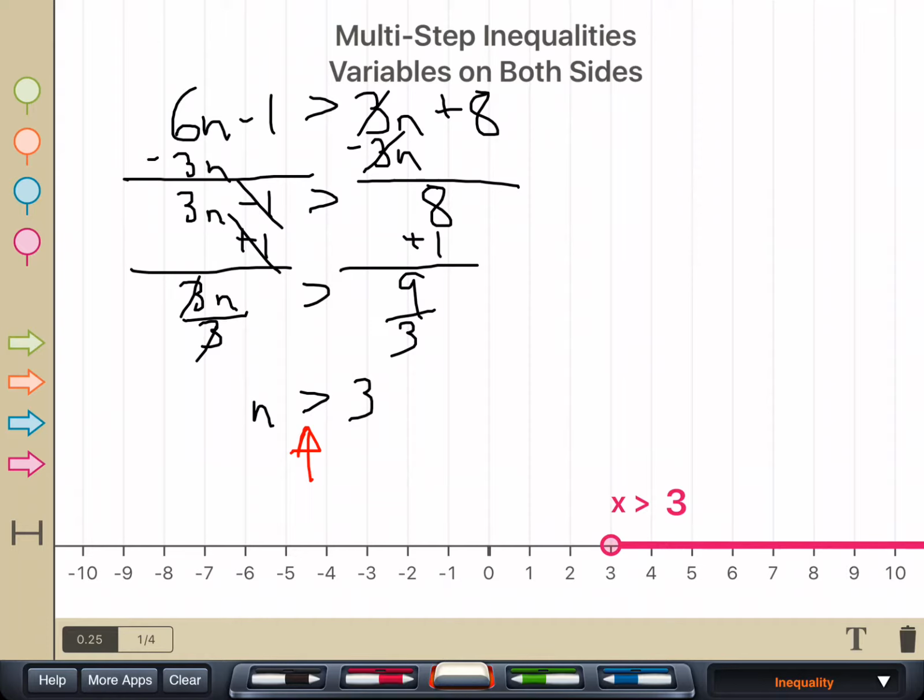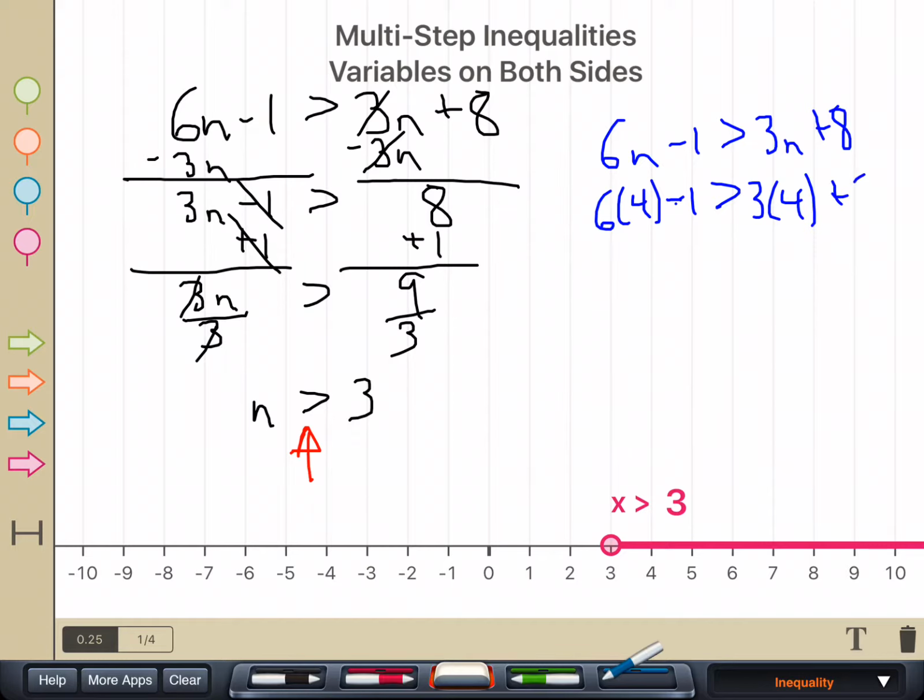So let's see, a value of 4 should make this correct. So here we go. 6n minus 1 is greater than 3n plus 8. If I substitute a 4 in here, let's see what happens. 6 times 4 is 24, minus 1. 3 times 4 is 12, plus 8. So I end up with 23 on this side, and I end up with 20 on this side, and that's a true statement. 23 is greater than 20.